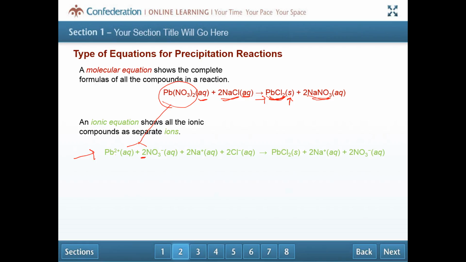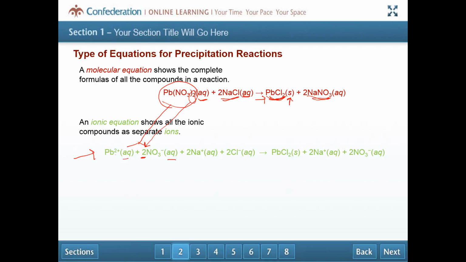Now notice the 2 previously was written in the compound name. Now that 2 has become a coefficient. And then both of these ions are written as aqueous.